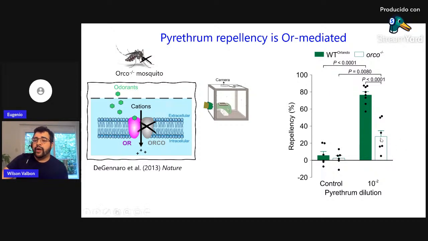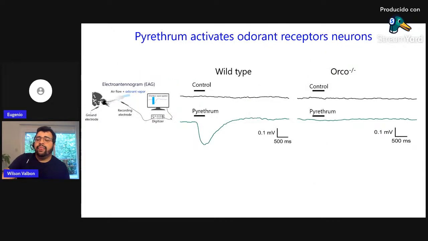Something inside the Pareto extract targets odorant receptors. So then we went back to EAD to see the response of.